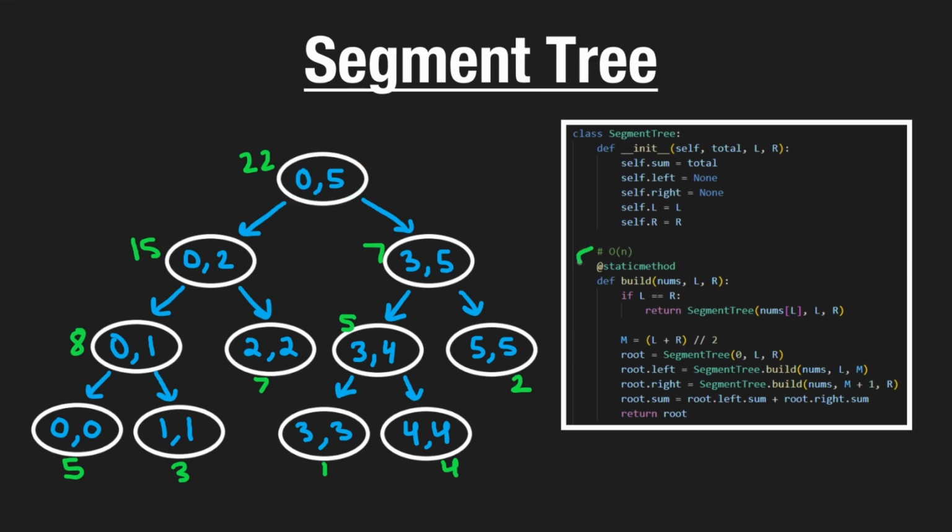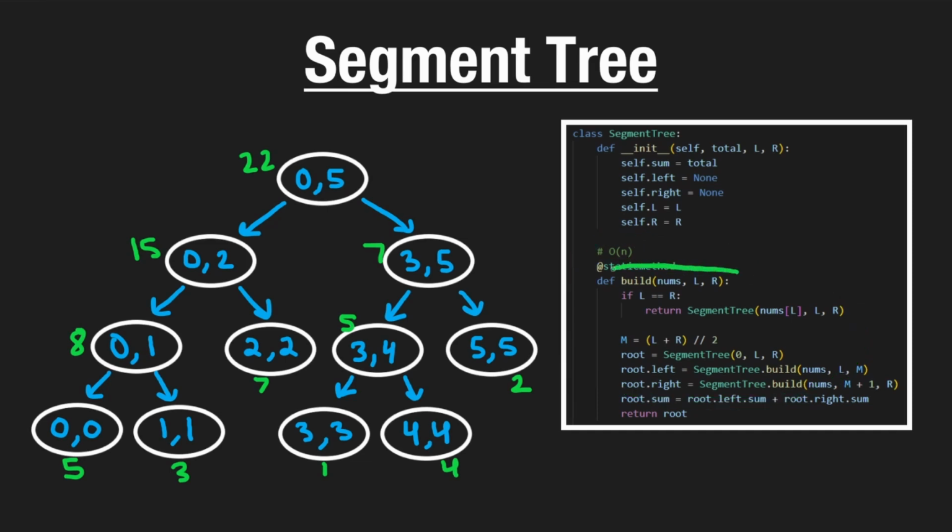Now, this is a static method for actually building a segment tree. We could have, of course, implemented our constructor using this method instead of taking in a total, left and right value. We could have just taken in an array of numbers and then constructed our segment tree within the function. But this is the approach that I'm taking. The time complexity is linear.